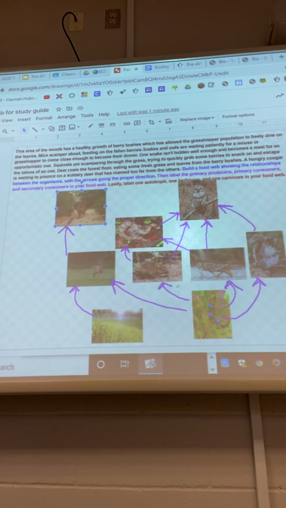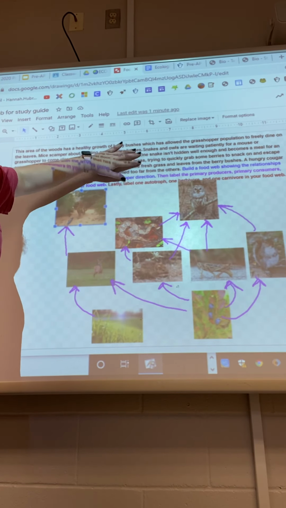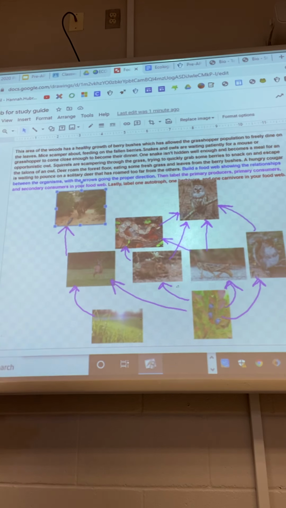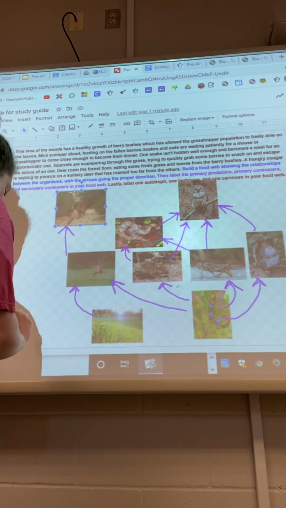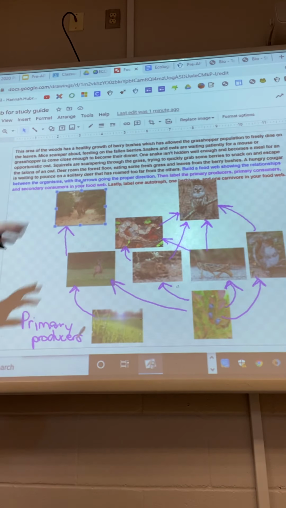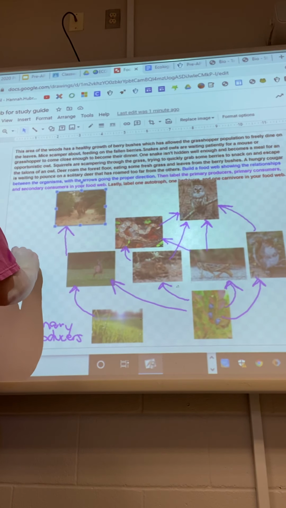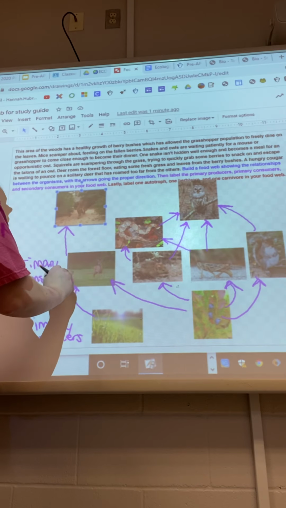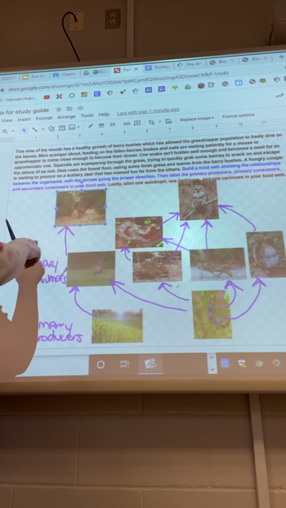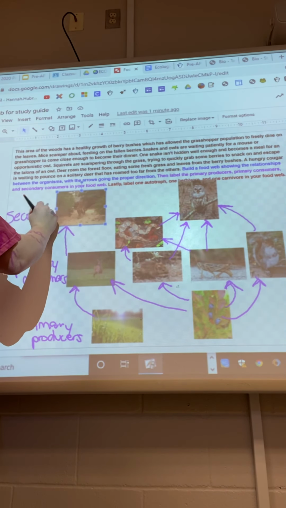All right, so we have built our food web. There may be other things that eat their grass, but this does not say that, so we don't have to draw the arrow. All right, so now we're going to label the primary producers. So that's the plants down at the bottom. Primary producers. Primary consumers, so that's going to be all these herbivores. And secondary consumers are going to be any of these things at the top that eat the other things.